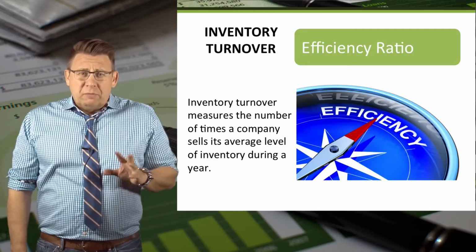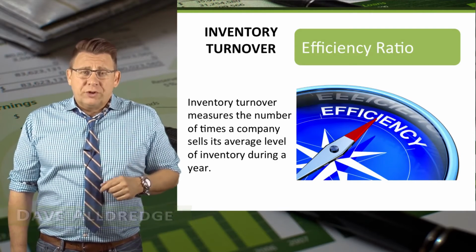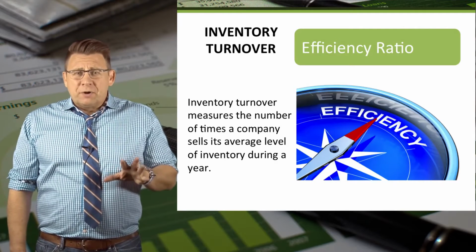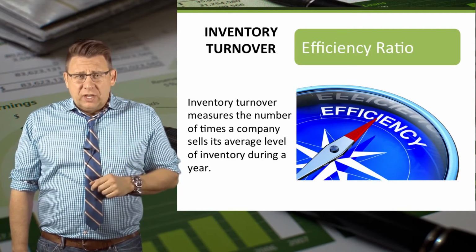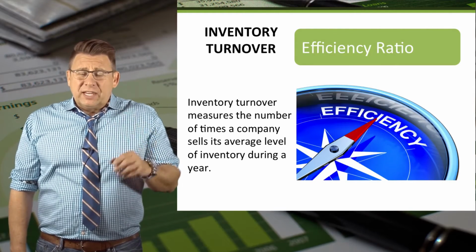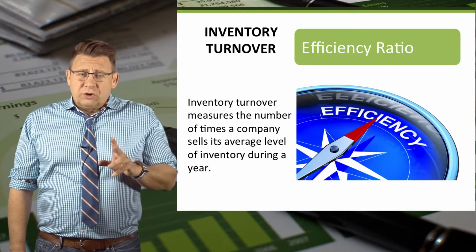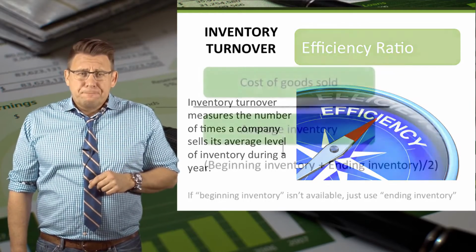Inventory turnover measures the number of times a company sells its average level of inventory during a year. This number varies greatly by industry, as you might imagine a fast food chain having significantly higher inventory turnover than a jewelry store. Inventory turnover is a measure of efficiency.